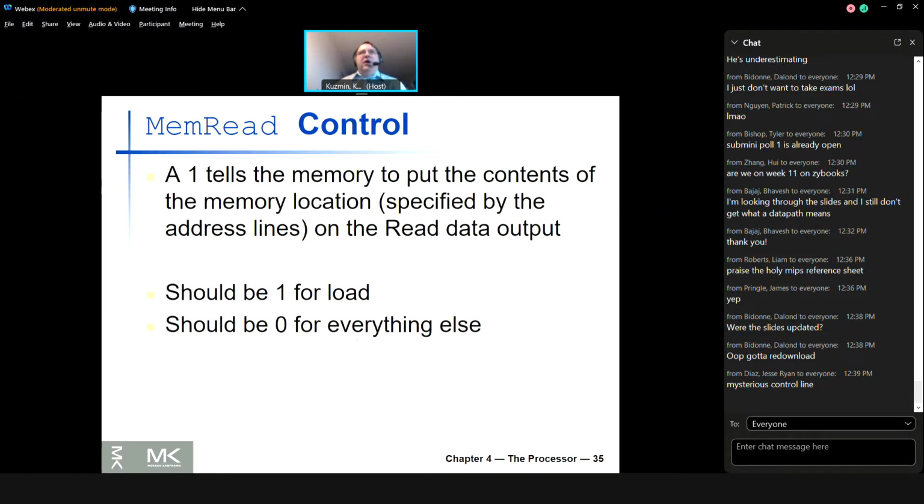All right, moving on. Memory control. So 1 tells that the memory needs to be read. So basically, it's a read from memory control signal. So obviously, when do we read from memory? When we are performing load, because we are loading from memory. So we are reading from memory, and 0 for all other instructions.